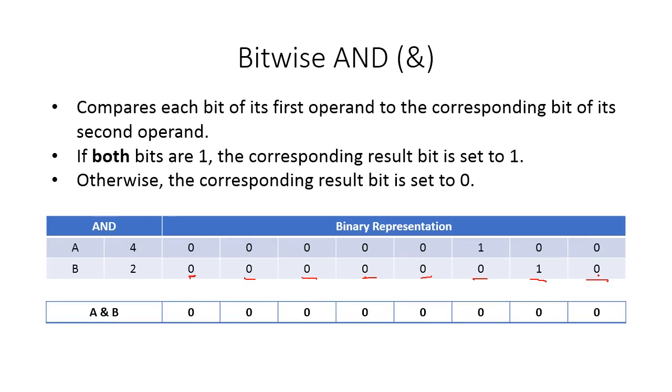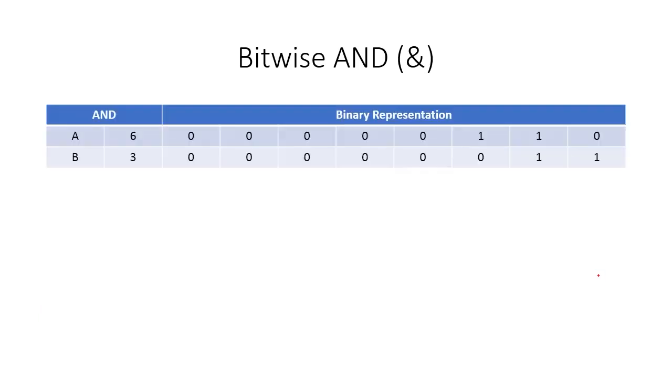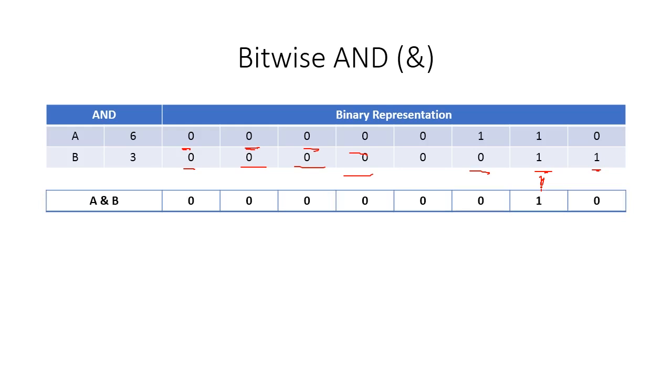Let us take up another example. We have 6 and 3, right? Now again, if you look into this first bit, it is 0 and 0, it will be 0. Here also 0, 0, 0. Now what is 1, 0? 0. What is 1, 1? It is 1. 0, 1, it is 0. Only this it will be 1, everything else will be 0, right? So if you convert this into decimal, what is the value? It is 2, right? 6 AND 3 is 2.